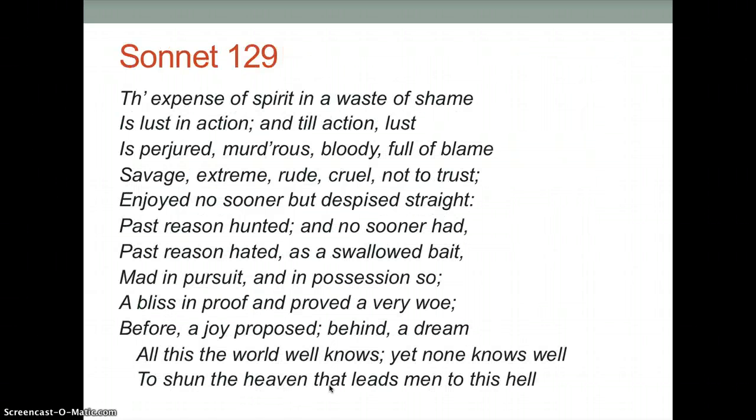And finally, I want to read Sonnet 129 because this is really the closest thing we have in his sonnets to a soliloquy. And it will make you think of Faustus, I suspect.